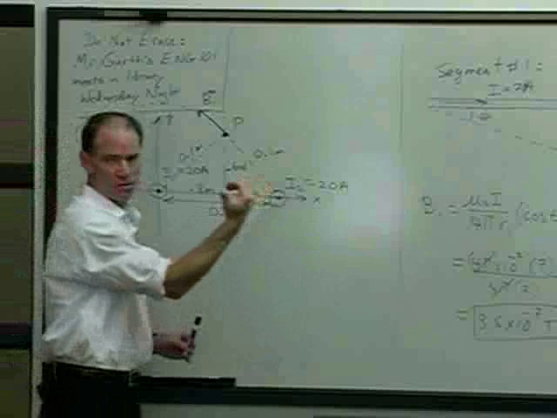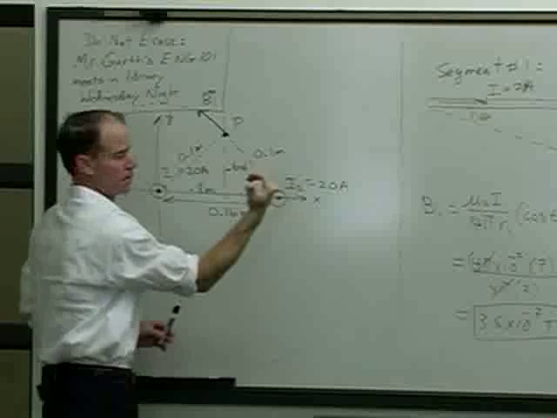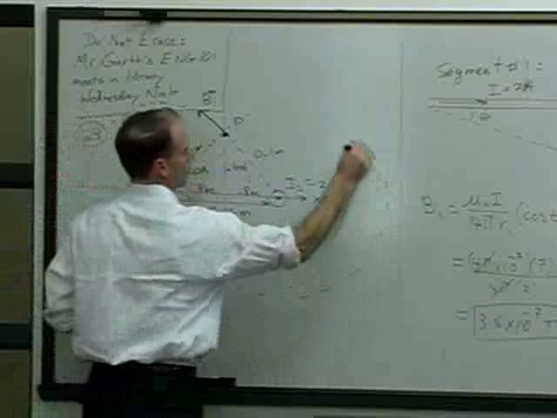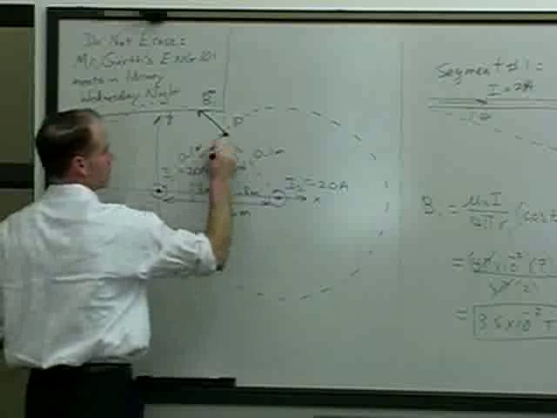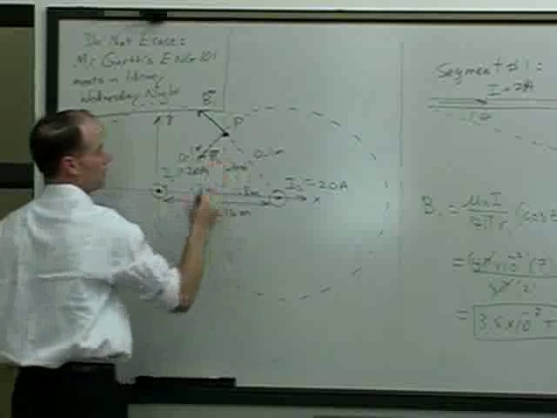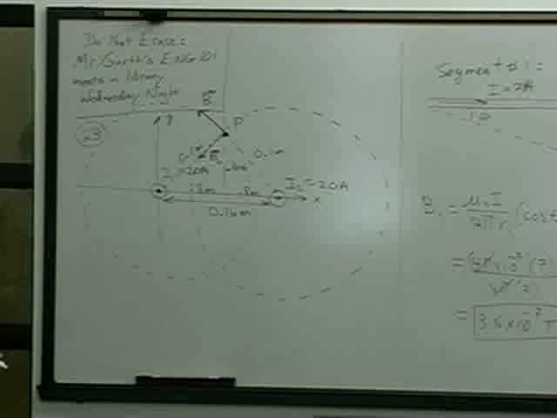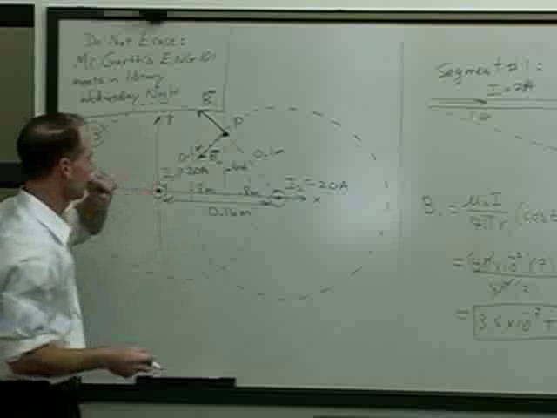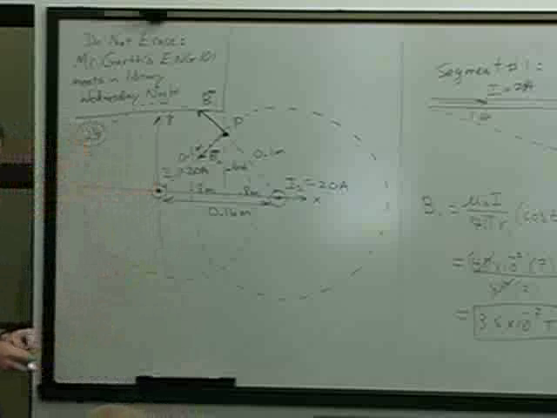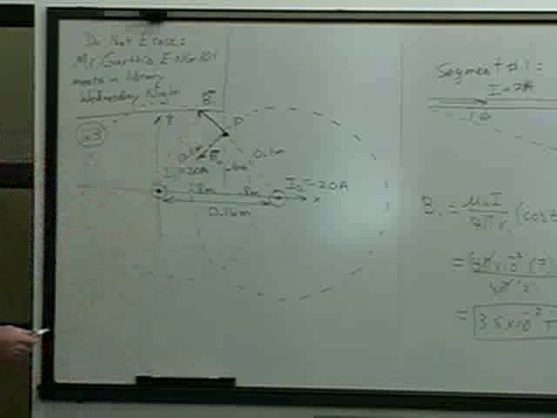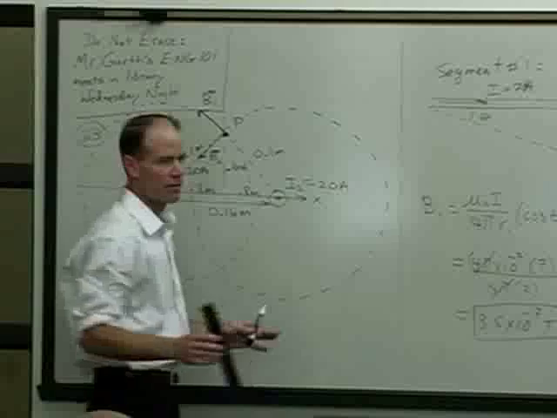According to this current, there will also be a magnetic field going around counterclockwise. At this point, it would be tangential to that circle and be coming down like this. It's called B2. Okay, so we actually have two fields here vectorially, and it's not clear how we're going to add those. So let's find the magnitude of those fields first.